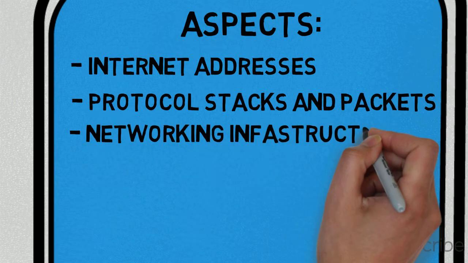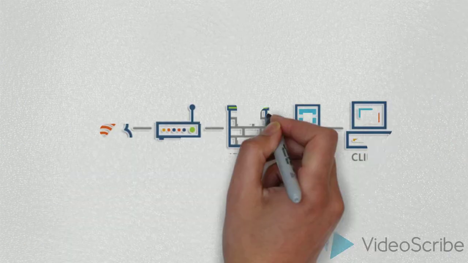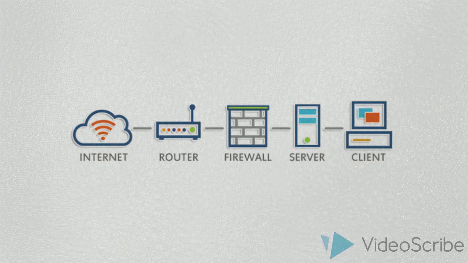Networking infrastructure. Knowing how packets travel, what actually makes up the physical aspect of the Internet? The entire network infrastructure is interconnected. Here you see a typical network infrastructure, hardware and software, containing Internet, router, firewall, server, and client. This network enables network connectivity, communications, and operations.